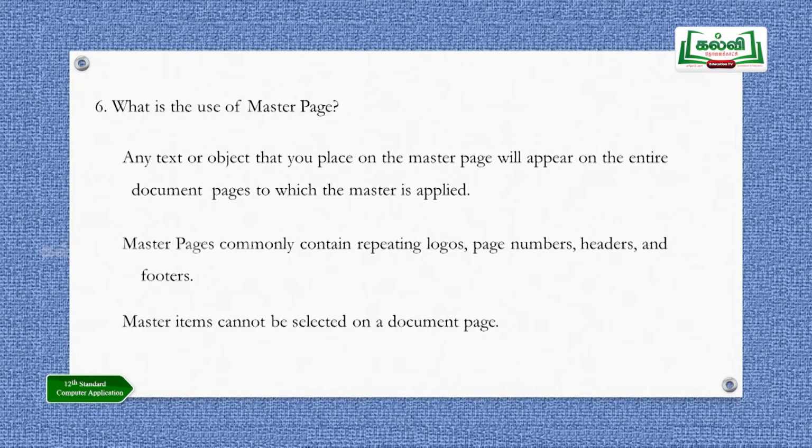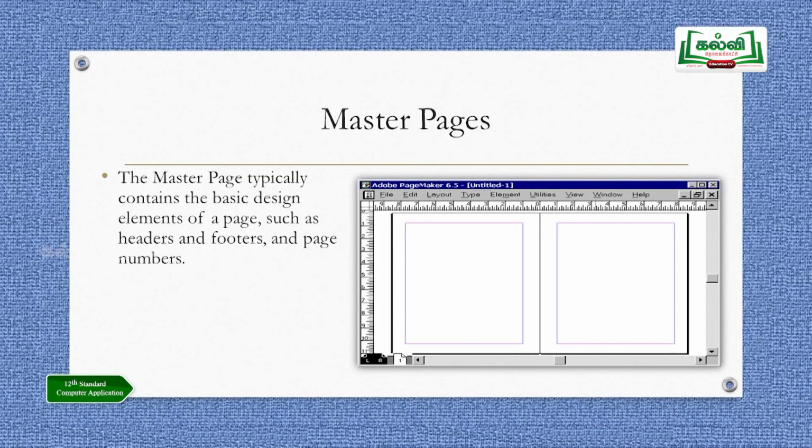Master pages commonly contain repeating logos, page numbers, headers and footers, and master items cannot be selected on a document page. That is very important. I have decided a master page and given certain things in it, and that is followed in all the other pages. After going to the other pages, I cannot alter the master page items. If you want to alter them, you should go to the master page again and alter them there. You cannot alter the master page items from your document page. This is the image I am showing you for the master page.